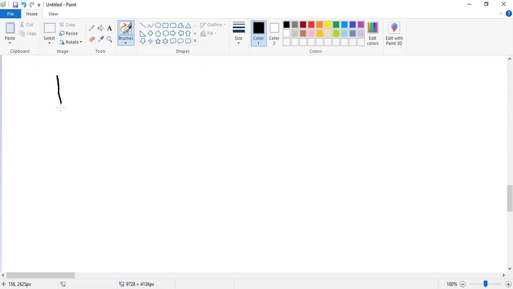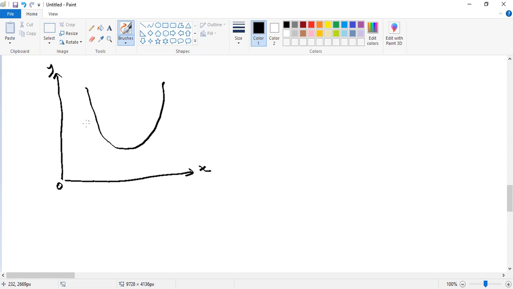Here I'm going to draw a Cartesian plane. So we'll have a y-axis and x-axis. We'll have something like, say, a parabola curve, right? And then we'll have a straight line. So this will represent your nonlinear, because of course it is a curve. And then this is your linear.